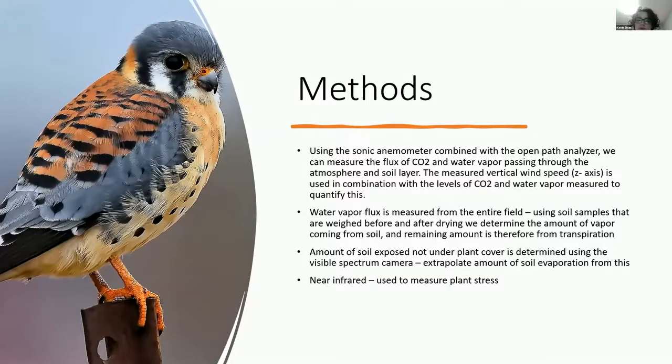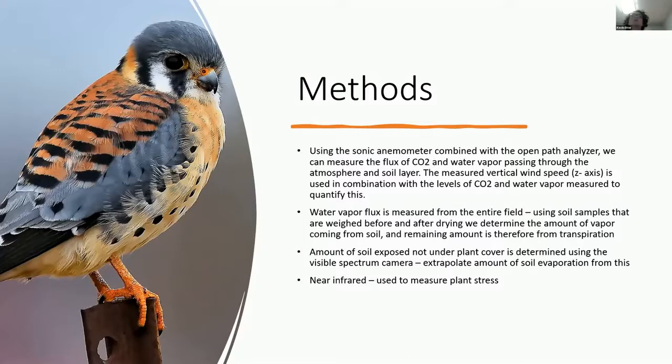And using both the anemometer and the open path analyzer, we're measuring the flux of the CO2 and water vapor, passing through the atmosphere and soil layer. And we use just the vertical wind speed for this, which is on the z-axis, in combination with the levels we measured to quantify this. And the water vapor flux, we basically affirm this using the soil samples that we take, and we weigh them before and after drying to determine the amount of vapor coming from the soil. And so then the remaining amount is just from transpiration.